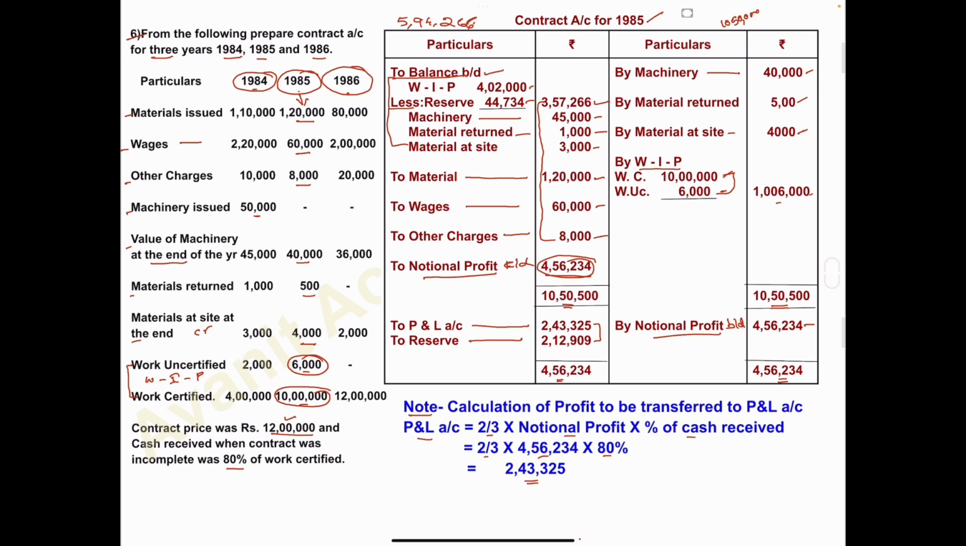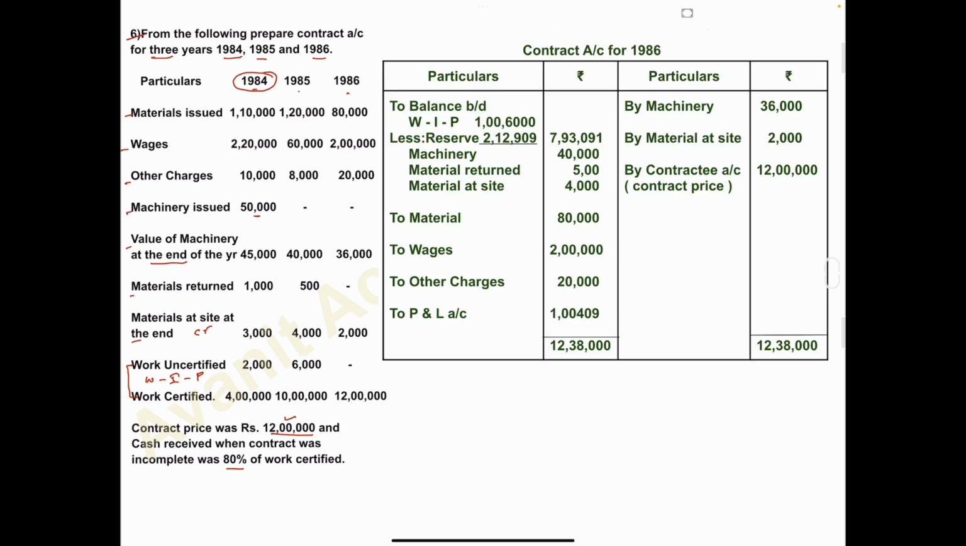So let's prepare the contract account for the year 1986. Yes, contract account for the year 1986. This is the final one. Okay, to prepare this account, refer the 1986 information, last one, last column. So first what we have to do? First we have to take the balances of last year, 1985. Refer the 1985 contract account. To balance brought down, in that first we will take work in progress.